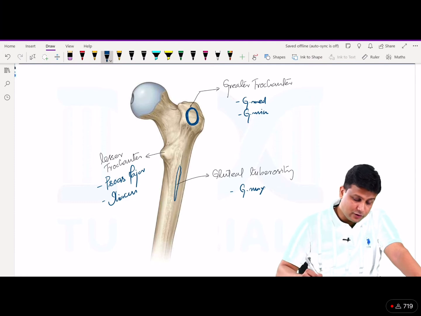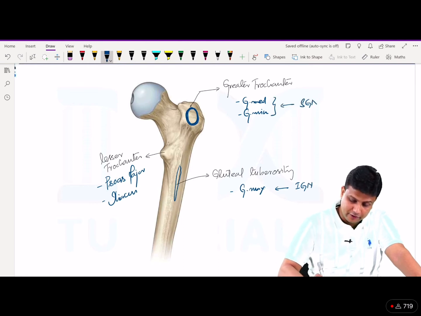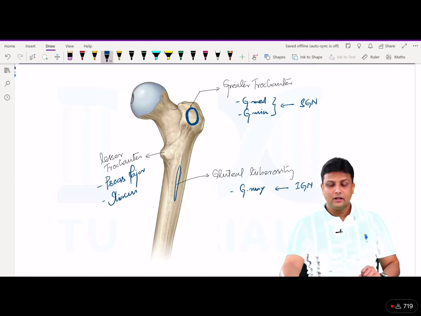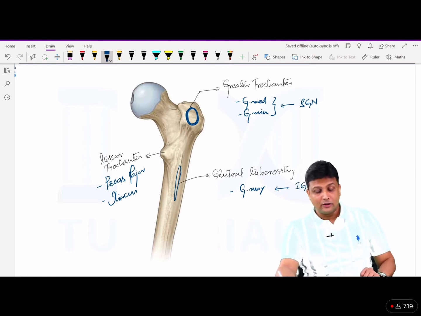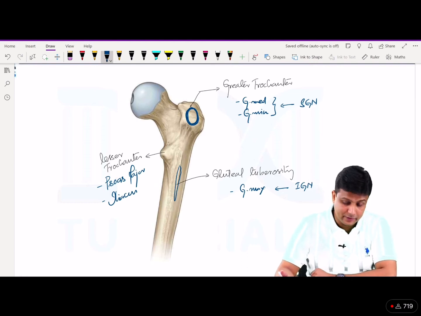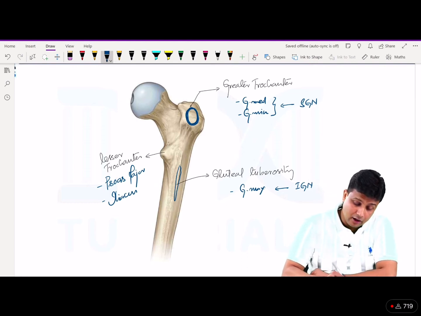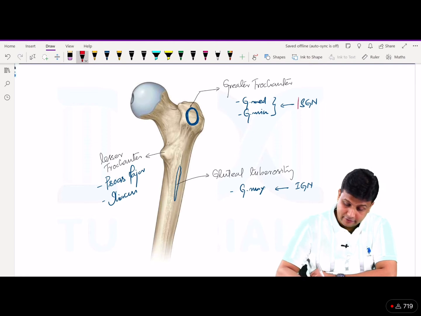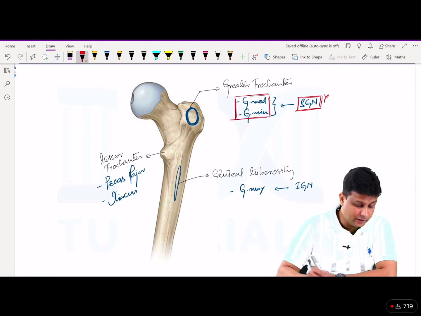Along with this you also have to remember the nerve supply. Gluteus maximus will be supplied by the inferior gluteal nerve, whereas gluteus medius and minimus, these two, will be supplied by the superior gluteal nerve. Now let us come to the clinical aspect. When there is an injury to the superior gluteal nerve, what is going to happen? These muscles are paralyzed, and the person will not be able to walk properly.